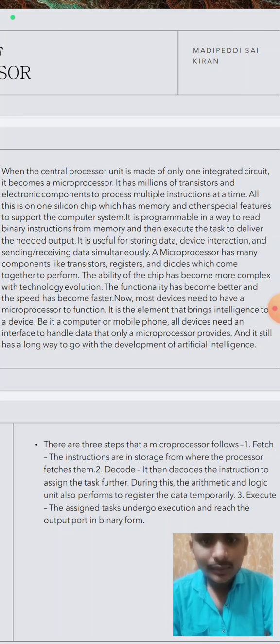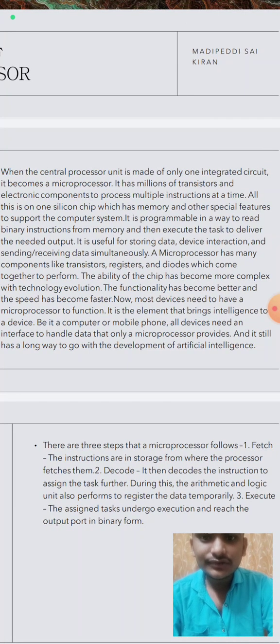It is programmable in a way to read binary instructions from memory and then execute the task to deliver the needed output. It is useful for storing data, device interactions, and sending and receiving data simultaneously. A microprocessor has many components like transistors, registers, and diodes, which come together to perform.